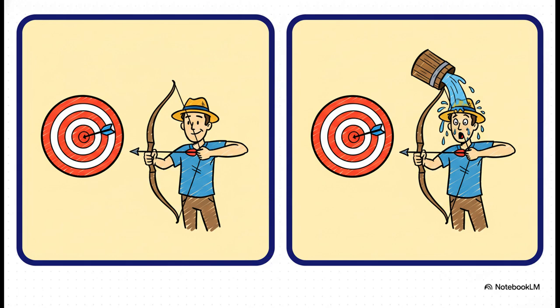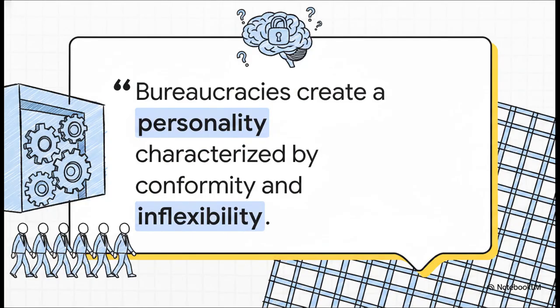Manifest functions are the conscious, intended goals, like a hospital efficiently curing patients. But then you have latent functions. These are the totally unintended, unacknowledged consequences that pop up in practice, like, say, a super rigid system causing massive employee disengagement. And this leads us to kind of a palate cleanser of an observation from Merton.